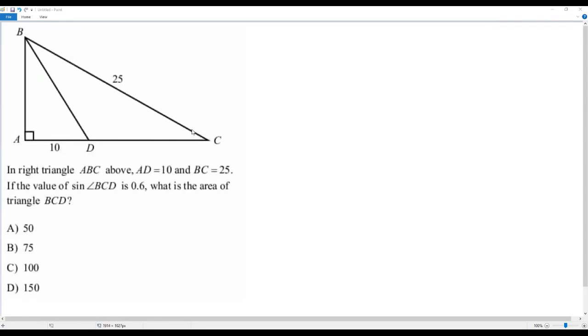Here we have a SAT math problem. Okay, let's go to the question. In right triangle ABC above, AD equals 10 and BC equals 25. If the value of sine angle BCD is 0.6, what is the area of triangle BCD?